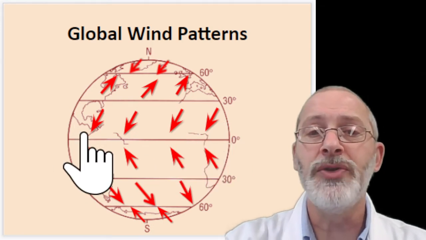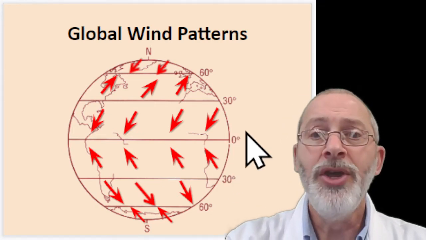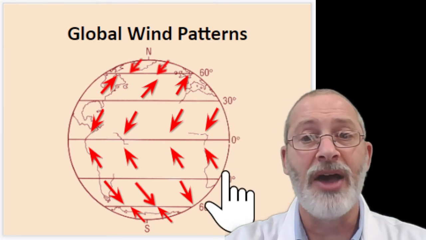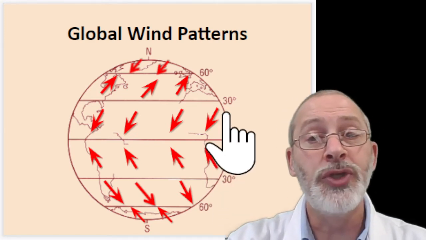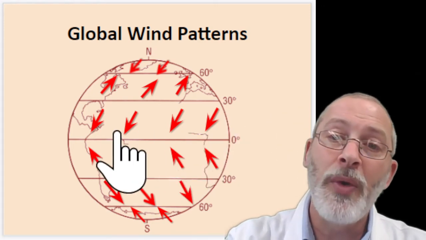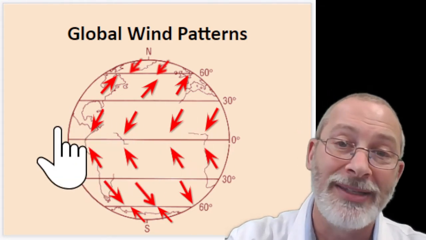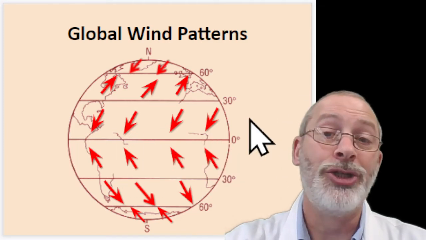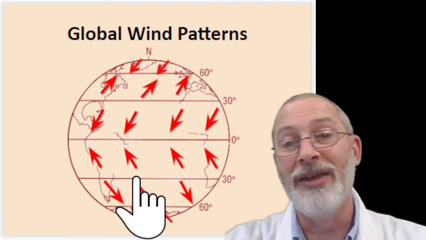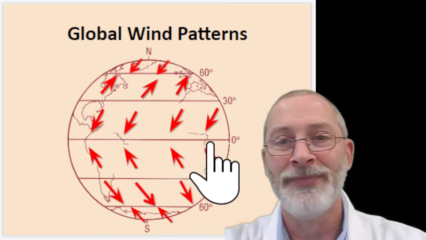If you draw these arrows in, you will see the following pattern. From 0 degrees to 30 degrees north latitude and south latitude for that matter, the winds are predominantly from the east to the west, but they are going not straight, but at an angle. They are shifted to the right, or I should say toward the equator here. If you're in the northern hemisphere, they're shifted to the right. If you're traveling in the southern hemisphere toward the equator, they're shifted to the left. Hopefully you can see that.